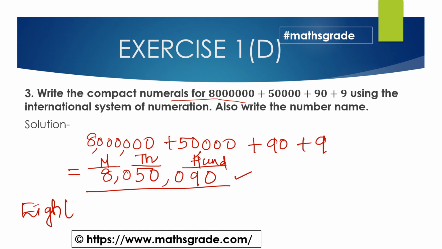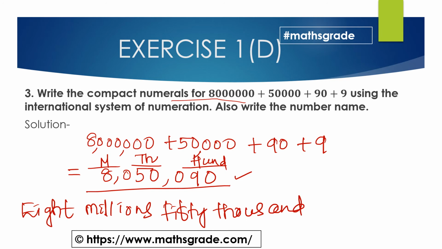In word form it will be written as 8 millions 50,000 90. This is the word form of the given international system of numeration. 8,050,090, that is 8 millions 50,000 90.